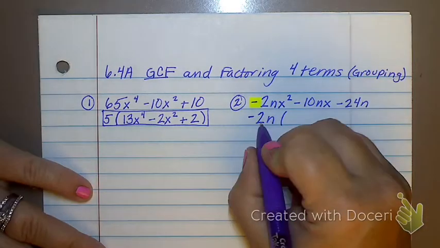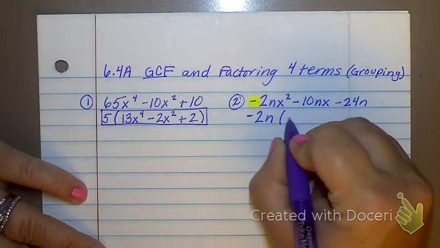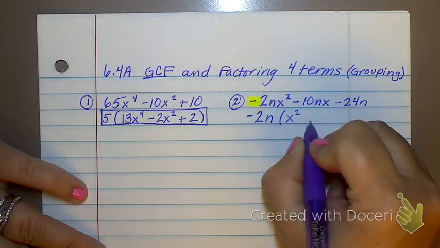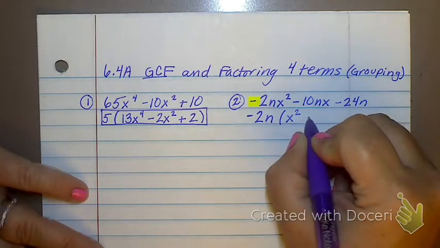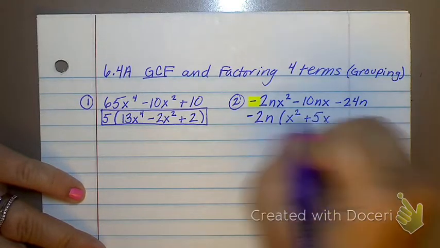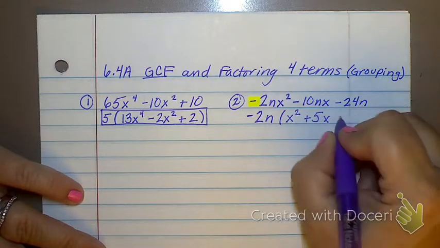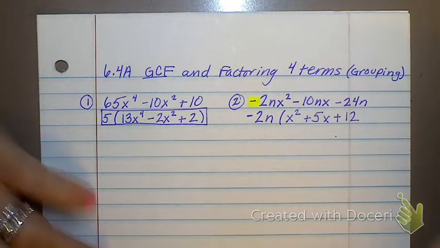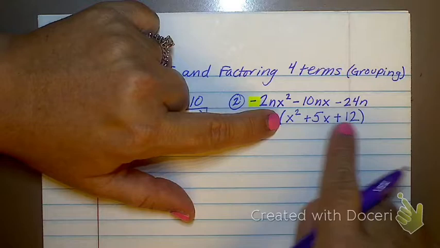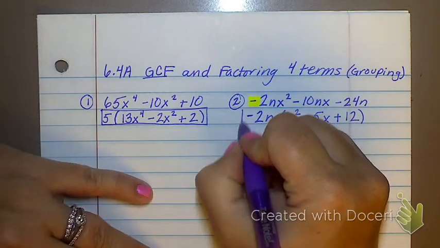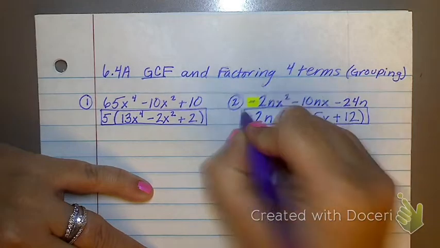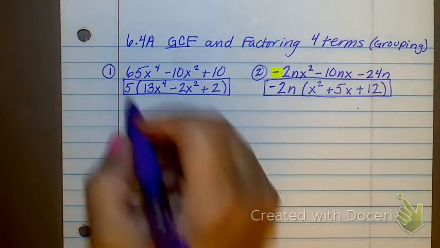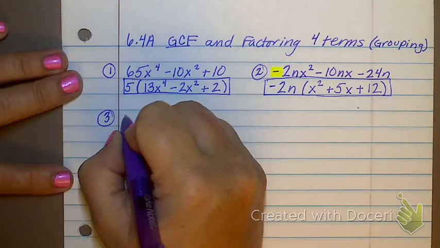All right, so let's see, negative 2n times what gives me negative 2nx squared? Just x squared, right? Negative 2n times what gives me negative 10nx? Positive 5x. And negative 2n times what gives me negative 24n? Positive 12? Okay, looking in my parentheses again, is there anything in common? That means I took out the right thing in front, and that would be my answer. Now we're going to get to a point where this can factor further. Okay, and we'll talk about that some tomorrow. But right now we're just going to stop there. All right, you try this one.